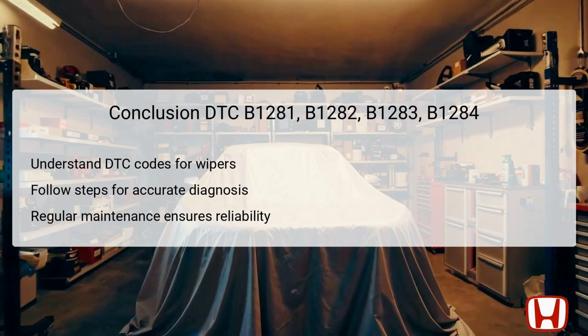In wrapping up the troubleshooting guide, understanding the significance of diagnostic trouble codes B1281, B1282, B1283, and B1284 is essential for effective vehicle maintenance. These codes indicate specific malfunctions within the front wiper position circuits, which should be diagnosed and rectified promptly to ensure driver visibility during adverse weather.